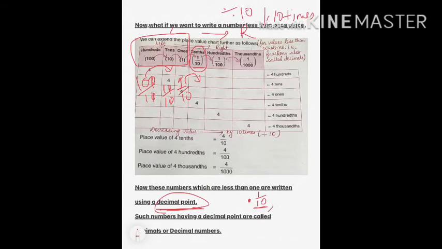Then again, if I want the next place value, I have to divide it again by 10. So when I divide it again by 10, I will get 1 upon 100. Then again I will divide by 10, and I will get one more place value, 1 upon 1000th. Alright students, so this way the value will keep on decreasing.